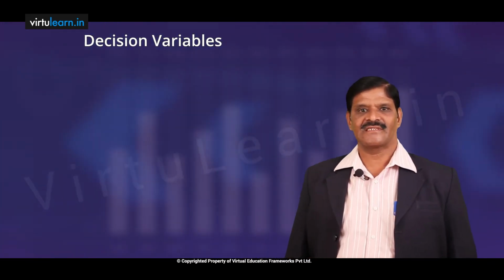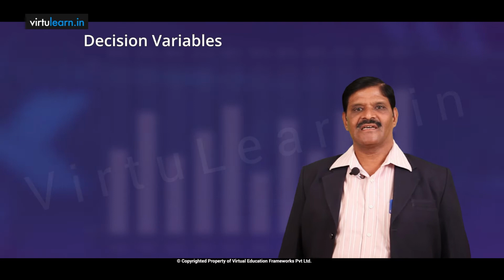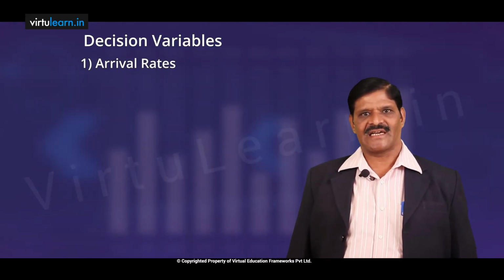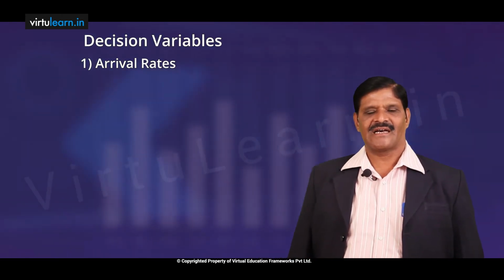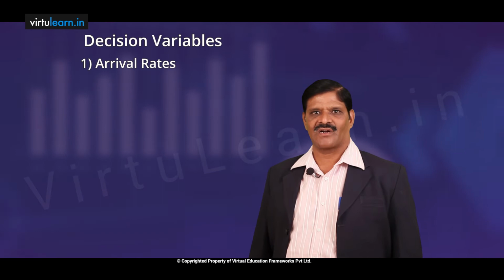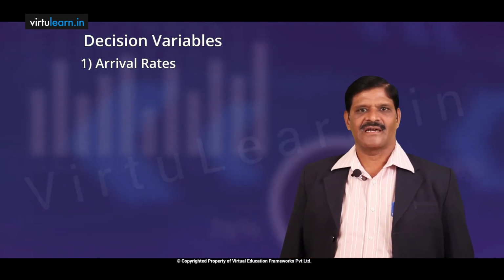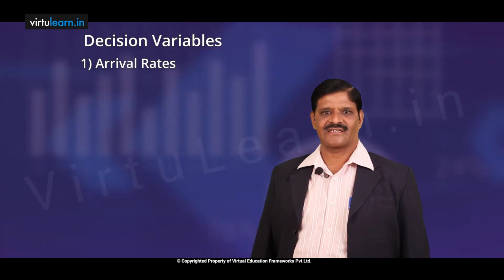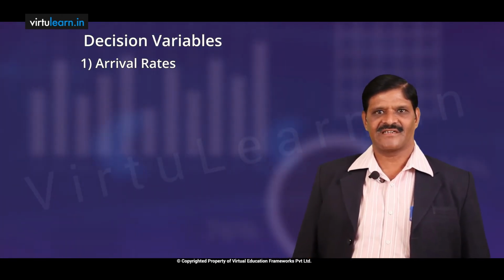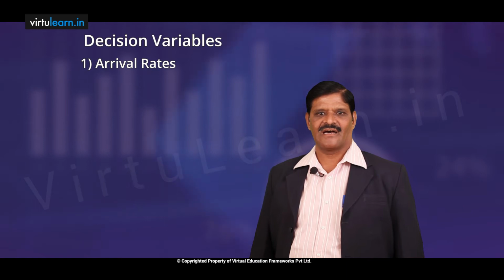What are the various decision variables that are associated with this queuing model or queuing problem? So arrival rates, as we have just discussed, are usually expressed in queuing theory problems as the number of units arriving on a per hour basis. We will be taking the arrival rates as the number of units per hour.